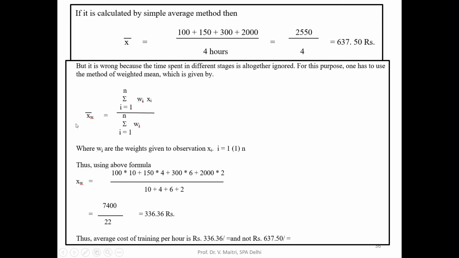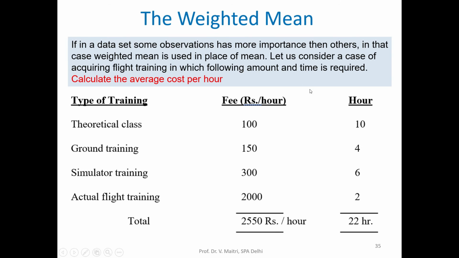The formula is X̄w equals the sum of Wi Xi, i going from 1 to n, divided by the sum of Wi, i going from 1 to n. So Wi is the weight given to the observation Xi. What are the weights we are giving here? The weights are hours. We are taking this as a weight.